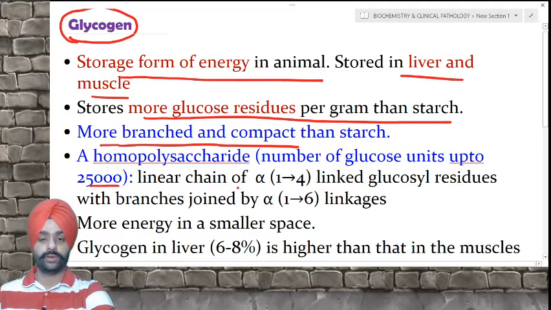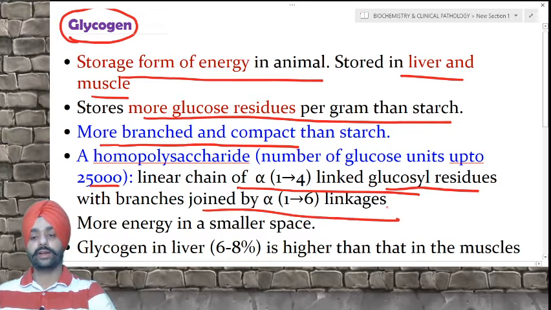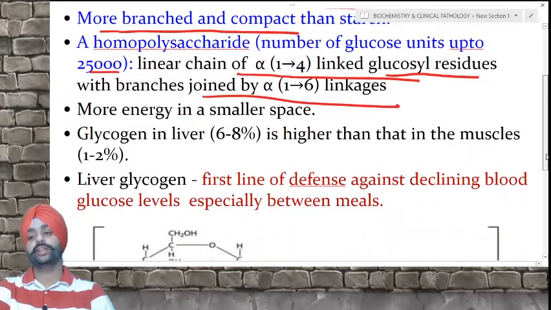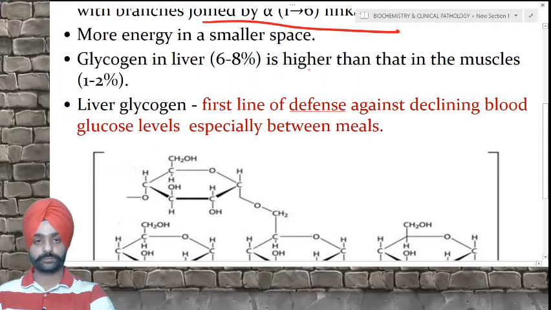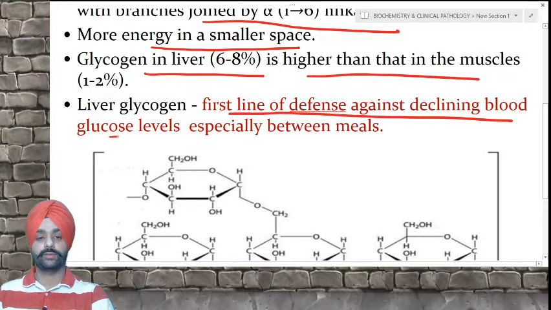A linear chain of alpha 1,4 linkages known as glucosidic residues, with branches joined at alpha 1,6 bonds. It consists of more energy in a smaller space. Glycogen in the liver is 6 to 8% and is higher than that of the muscles. Liver glycogen is the first line of defense against declining blood glucose levels, especially between meals.